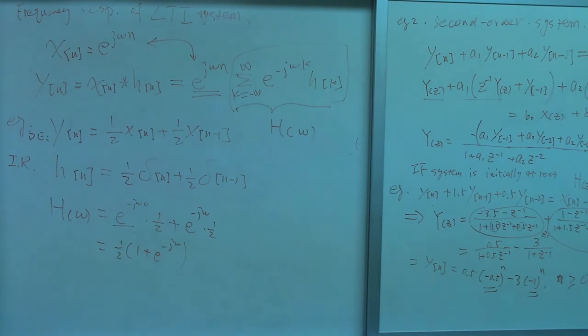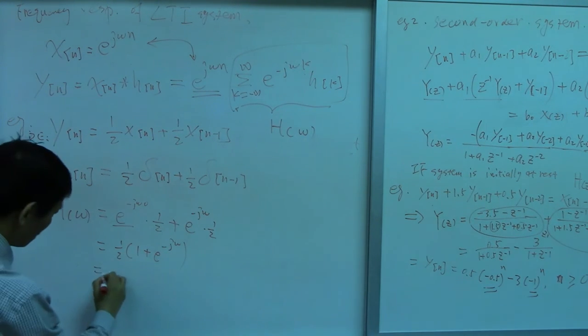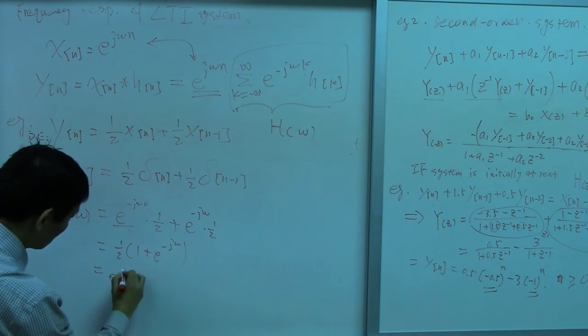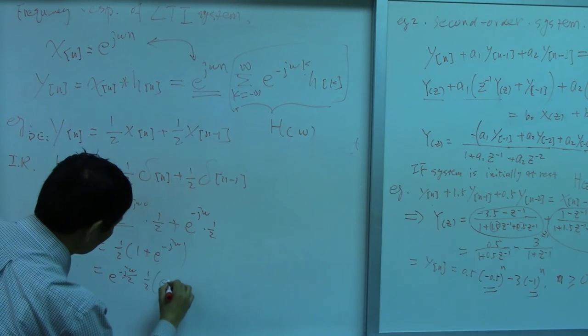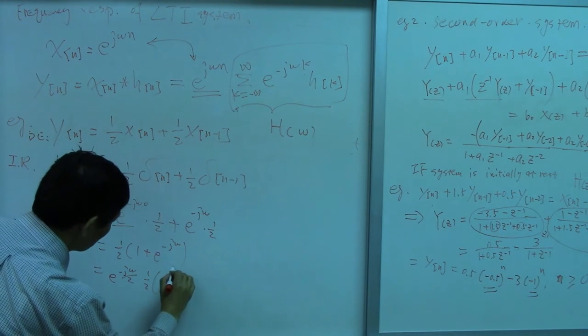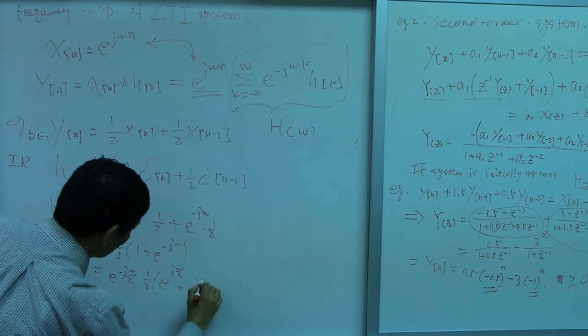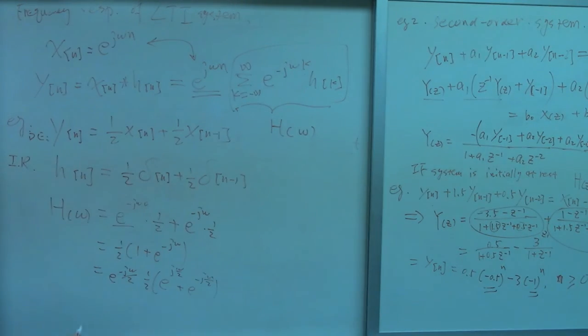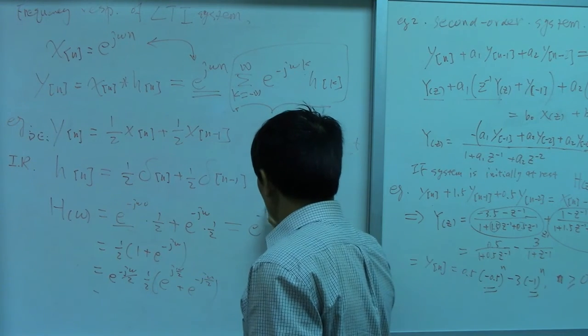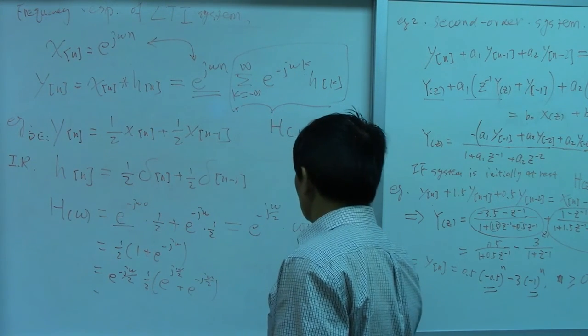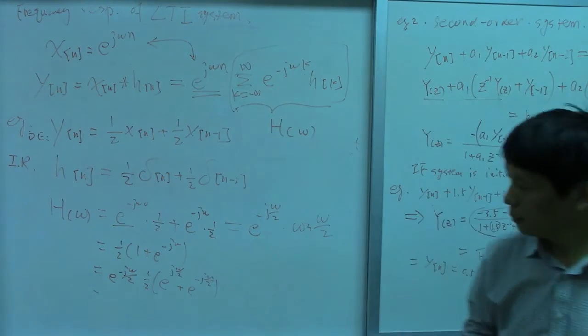Right? We can use a little trick to do this. So this one we move e to the negative j omega half outside, then this one will be e to the positive half, and this one will be negative half. Right? So use Euler's identity, and so this one will be 2 cosine half omega. Then the 2 cancels here. So what we have is e to the negative j omega over 2, then times cosine omega over 2. Right?